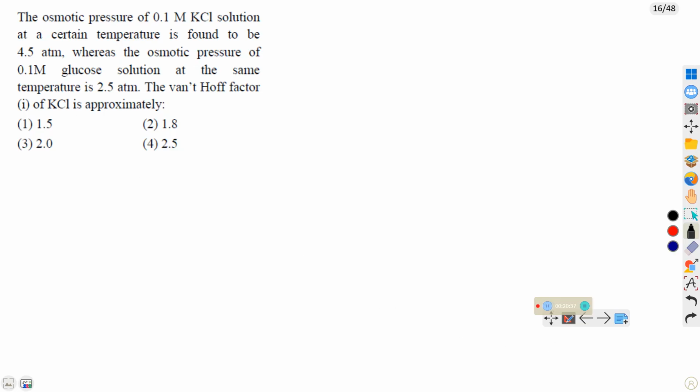The osmotic pressure of 0.1 molar KCl solution at a certain temperature is found to be 4.5 atmosphere, whereas the osmotic pressure of 0.1 molar glucose solution at the same temperature is 2.5 atmosphere. The van't Hoff factor of KCl is approximately. Calculate the van't Hoff factor of KCl by using the given data. First of all, what is the formula? Osmotic pressure pi is equal to iCRT.